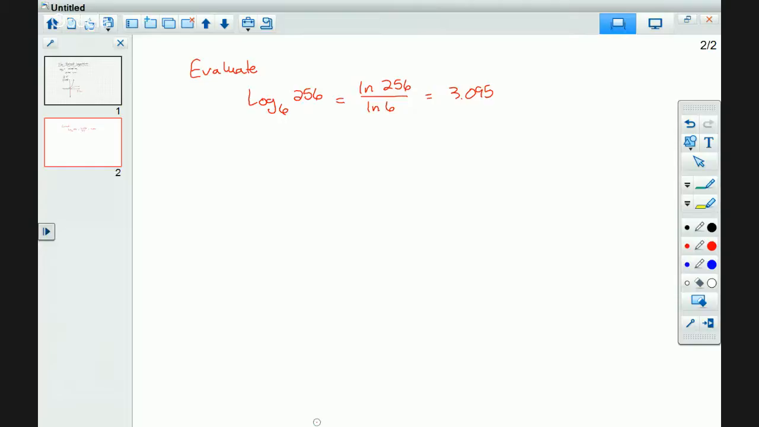Anybody disagree? Again, the biggest part I would like you to understand is solving equations, so I'm going to show you a few of them. It shouldn't take too long. Let's solve this equation.